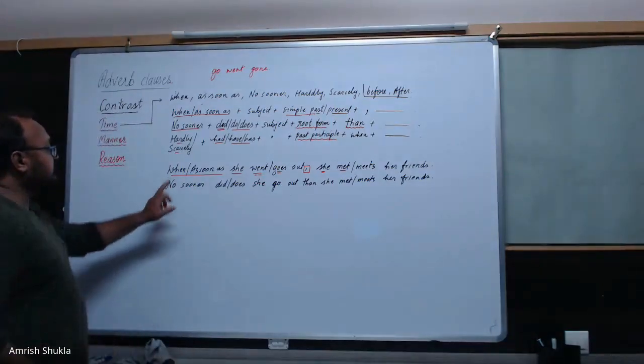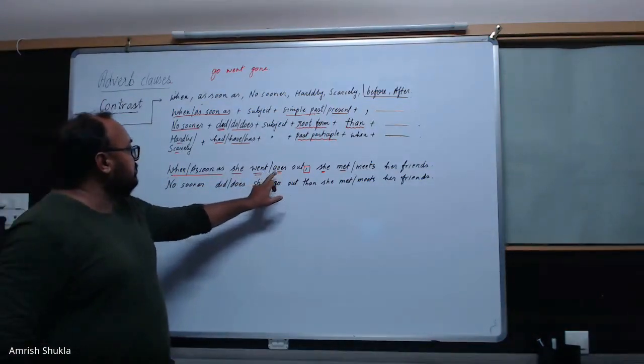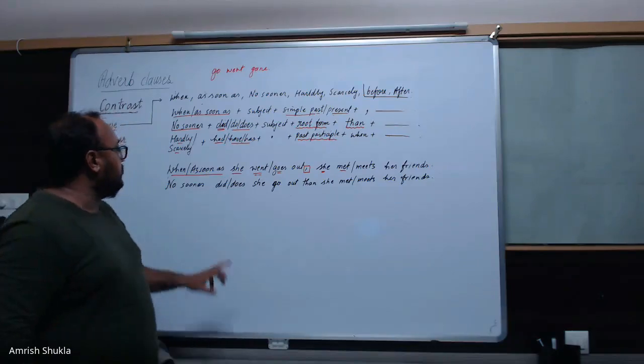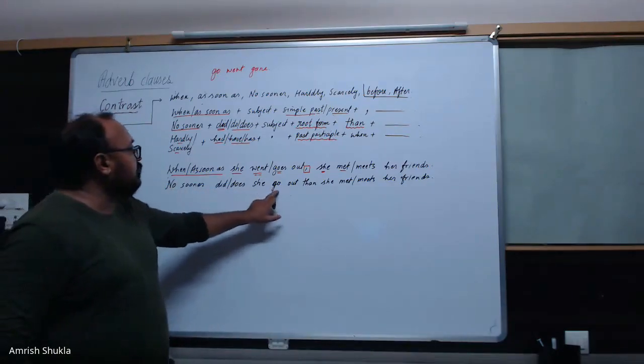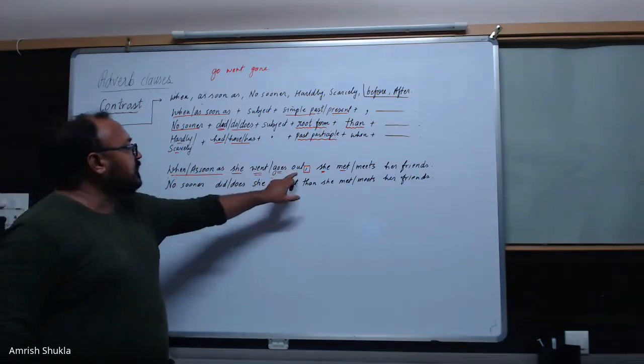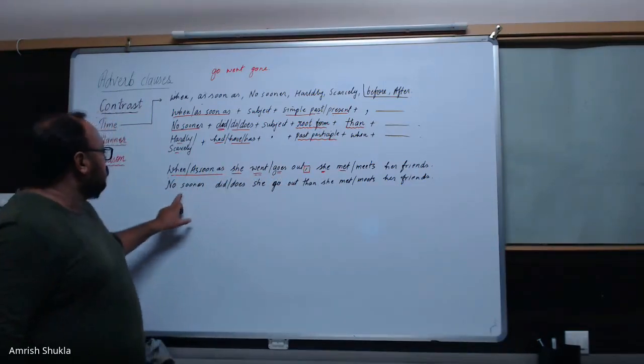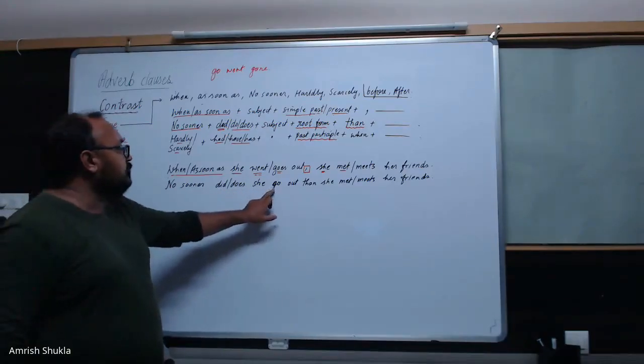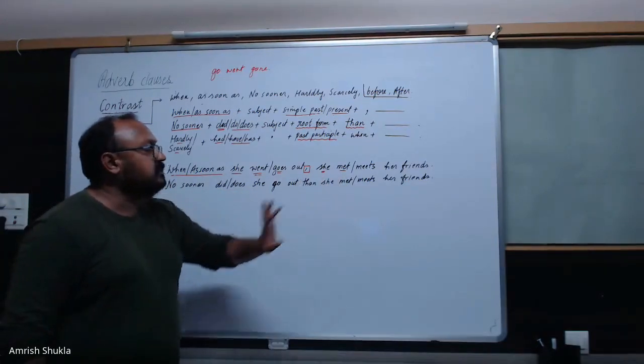So if a sentence is given that when she went out, she met her friends. No sooner did she go out, than she met her friends. When she goes out, she meets her friends. No sooner does she go out, than she meets her friends.